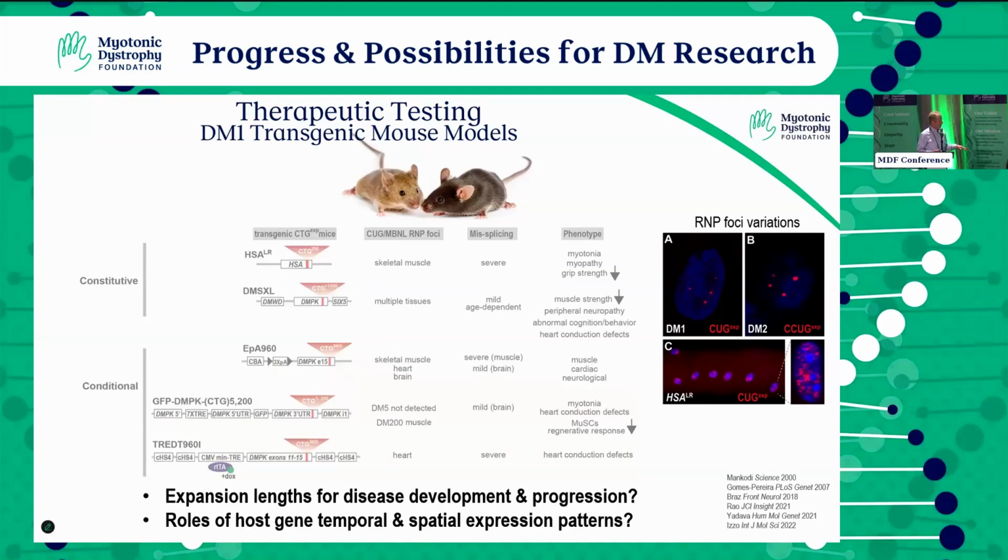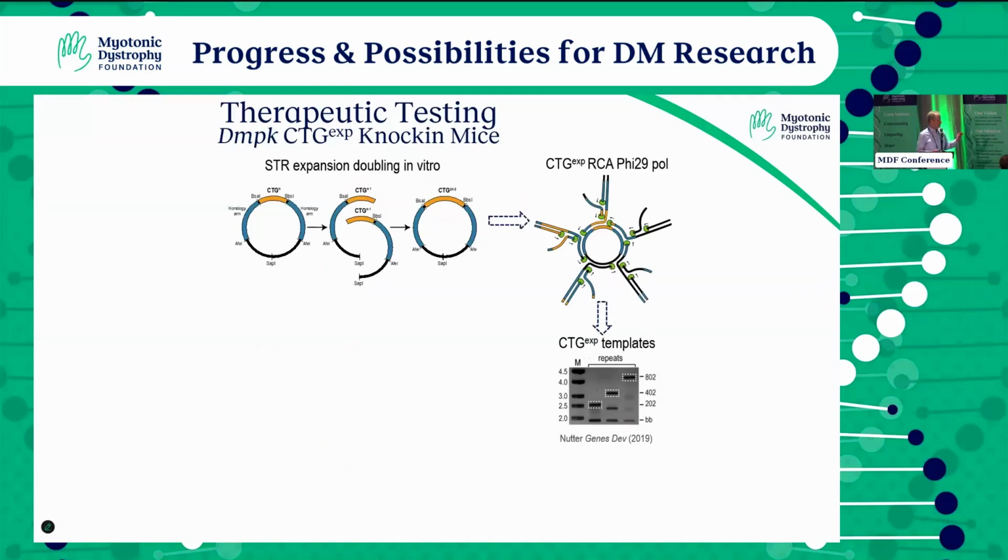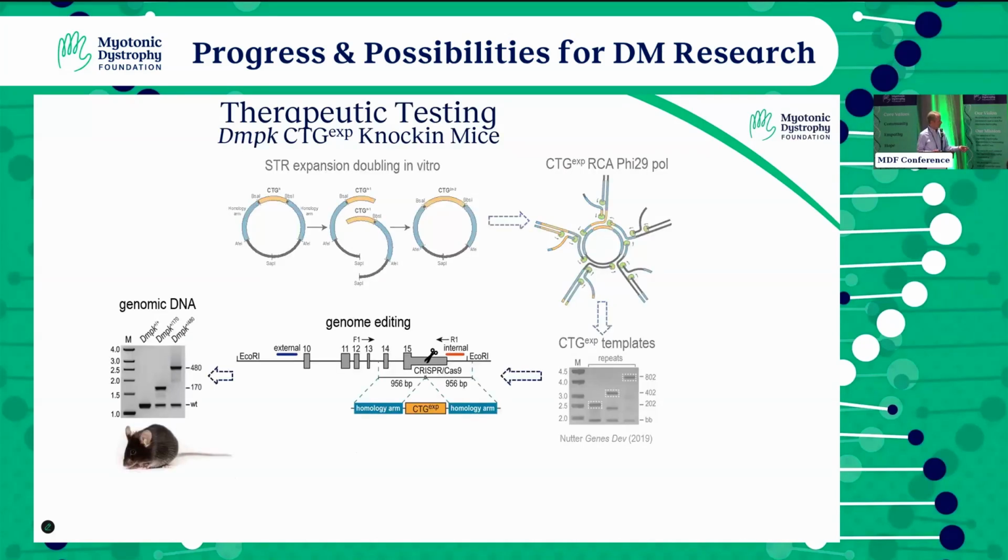Expansion lengths for disease, development and progression, and the roles of host gene, temporal and spatial gene expression. So it would be nice to have mouse models that recapitulated that. That's been developed in DMPK expansion knock-in mice. This, of course, uses the strength of making repeats in vitro, because you can't make large repeats in cells, in bacteria and yeast, for instance, they get contracted. And then using rolling circle amplification, top right, to make lots of DNA that you can use as templates. In this particular case, the largest template was 802.